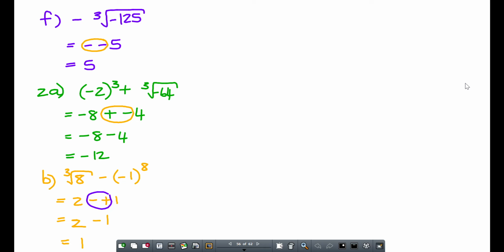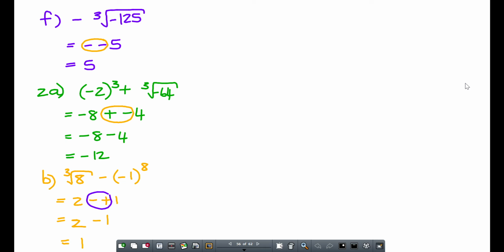Right, please remember that when the negative is on the outside, it stays there. I first get the answer of the cube root of negative 125, and that was a negative 5. So those two negatives multiplied would give me a positive. So that's why my answer is a positive 5. Okay. Number 2A, any questions there?